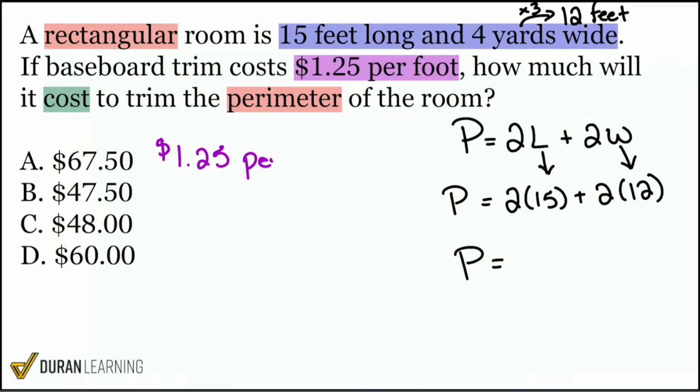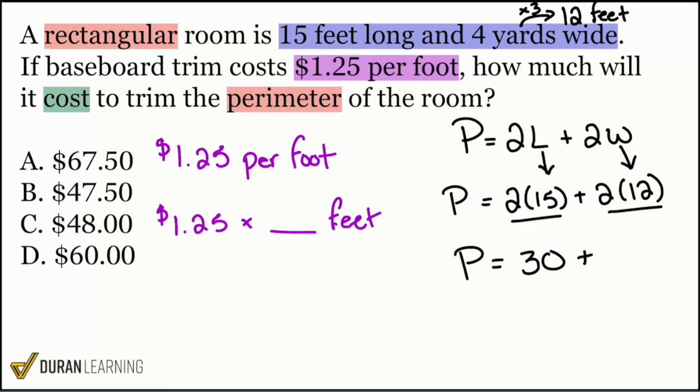$1.25 per foot. Per foot. So that means, everybody, that we're going to be multiplying $1.25 by a certain number of feet. What is that certain number of feet? The perimeter. Because again, we're trimming the perimeter. So once we get the number of feet that the perimeter is, booyah, plug it in, $1.25 multiplied by that number of feet, and we will be done. Let's go ahead and get after it here. Everyone, here we go. 2 times 15, that's 30. 2 times 12, that's 24. 30 plus 24 is what, my friends?